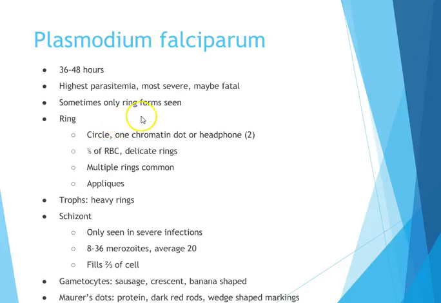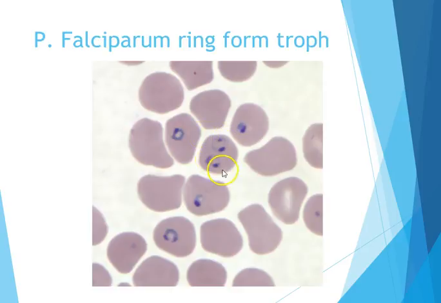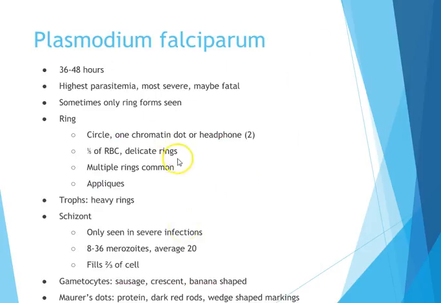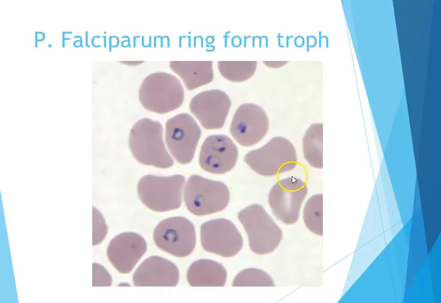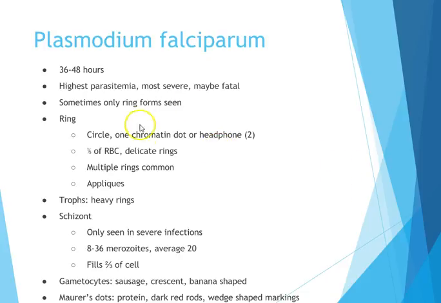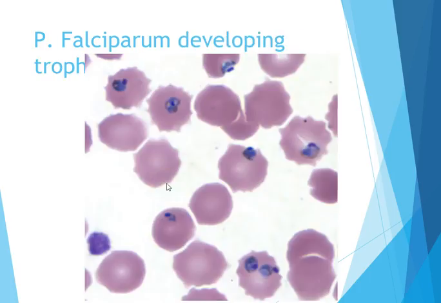The ring is circular. It has one chromatin dot, or sometimes they look like a headphone, like this one does, and this one. One fifth of the red cell is taken up. It has delicate rings, so the cytoplasm is not thick like these two are. These do look a little thick, but these are more delicate and thin. Multiple rings are common, and they do something called appliques. The applique refers to it looking like it's trying to exit the red cell.